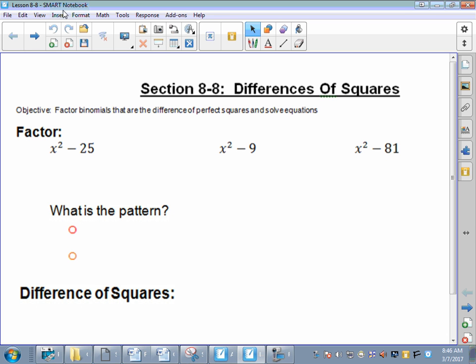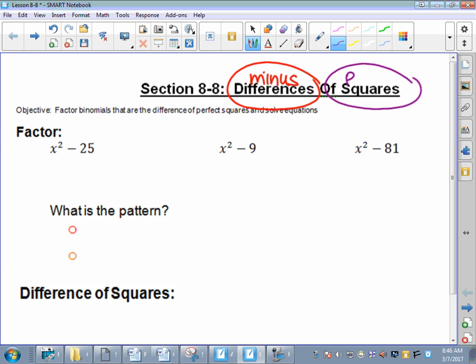We're on Section 8.8, the difference of squares. So we're going to go ahead and factor these binomials, but they are the difference of perfect squares. Difference means it's got a minus. Squares means it's a perfect square, so something times itself will give you that number.